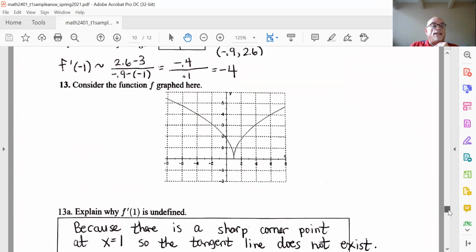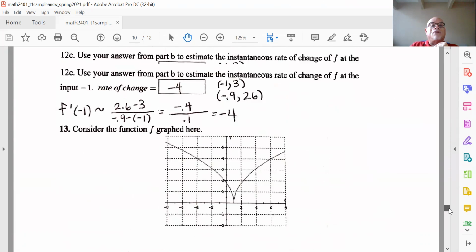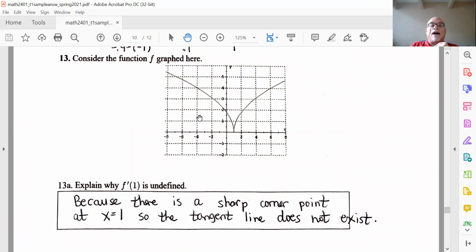Problem number 13, which is like problem number 12. So in 13, we're looking at a graph of a function, and we're going to answer some questions about this function. Well, actually, about its derivative. So here's the graph of this function f, kind of an unusual shaped graph, right? This kind of V-shaped graph. And first thing we're asked to explain is, why is f prime of 1 undefined?